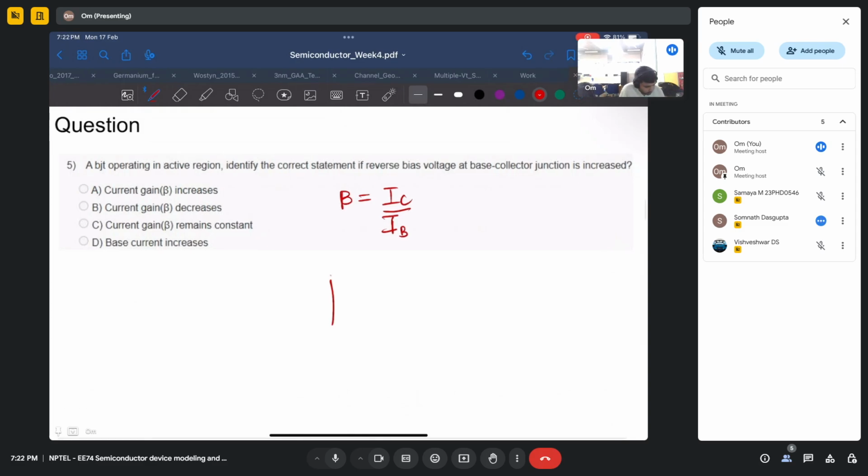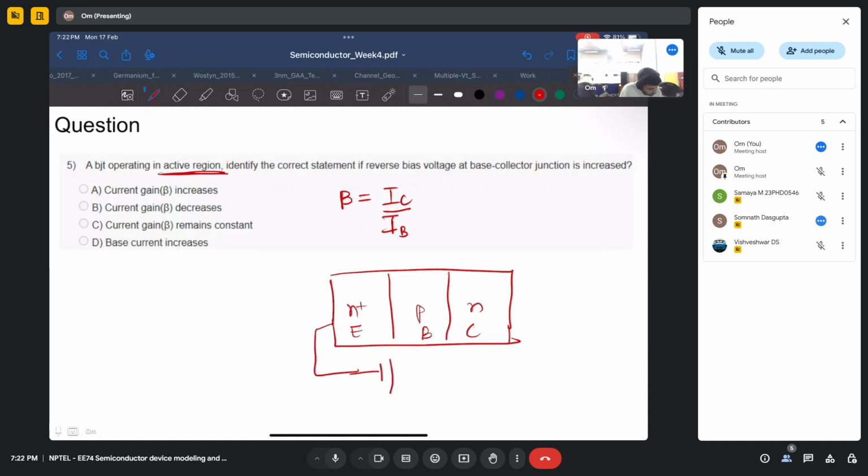Let me give you some more background so you can answer this. We have the BJT, an N-P-N, with emitter, base, and collector. They say it is operating in the active region. In the active region, we forward bias the emitter-base junction, and we reverse bias the base-collector junction. So this is reverse bias. This is VCB.